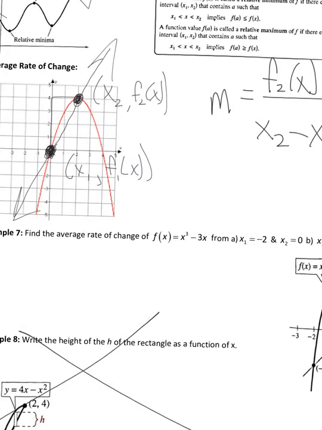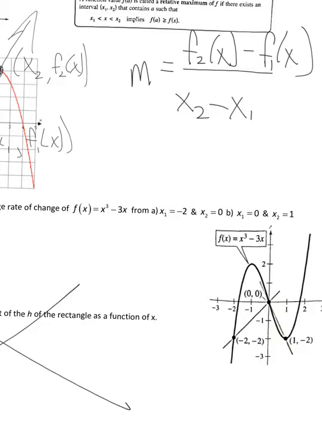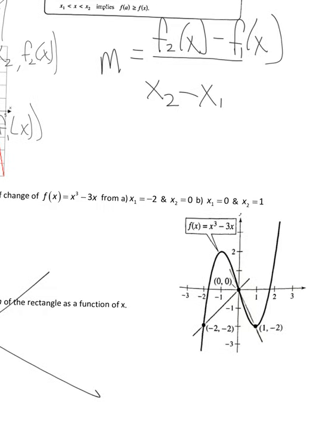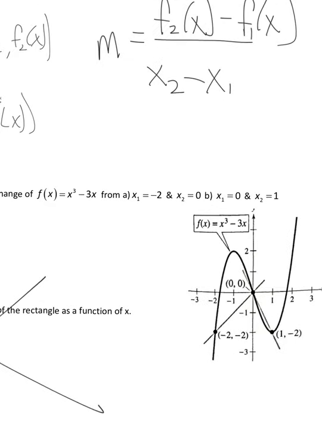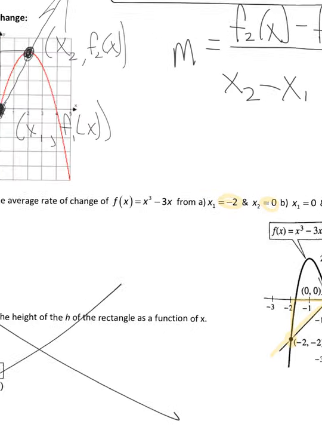the inputs. So let's say we want to find the average rate of change of this function, x cubed minus 3x, and we want to do it at the x value of negative 2 and the x value of 0, these two right here. If you look at that graph, it looks like a positive slope. So let's see what we get.